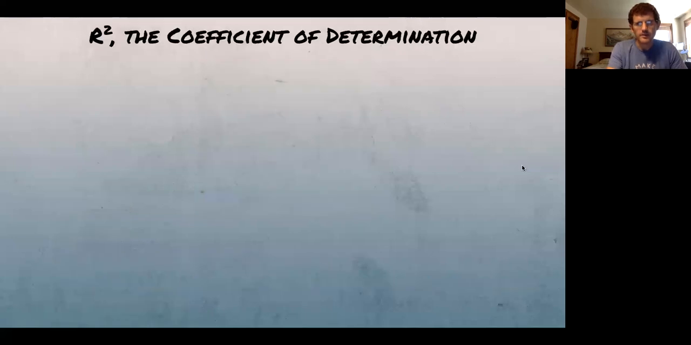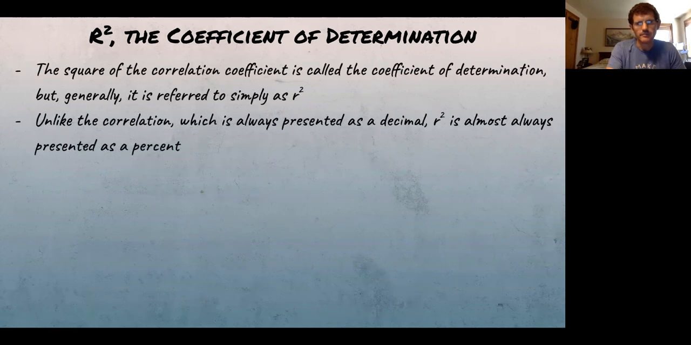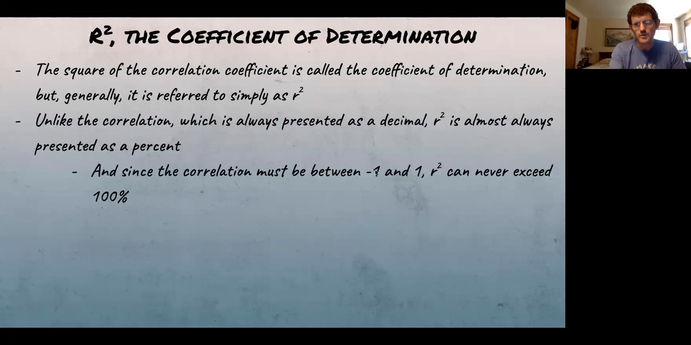Okay, so more commonly, and this is more common because it goes along with correlation, so it's really easy to find this number, the coefficient of determination is another way of assessing the power of your model. It's just the square of your correlation coefficient. The correlation, I said, is always a decimal, but R squared is usually presented as a percent. Since your correlation is going to be between -1 and 1, when you square any number, it's never going to exceed 100%.